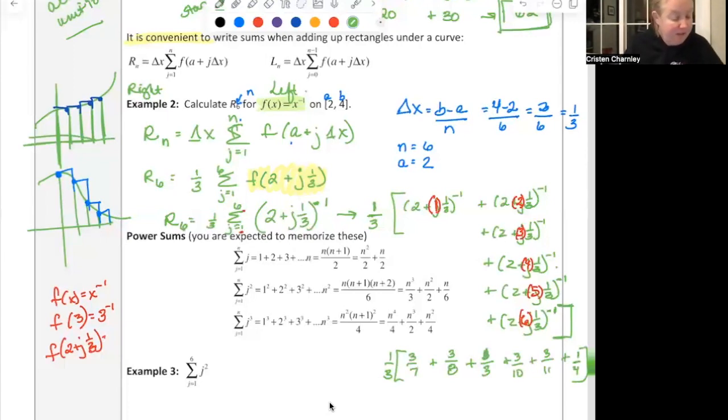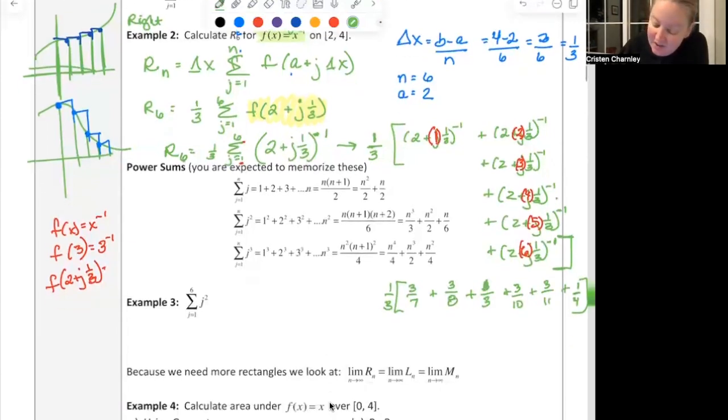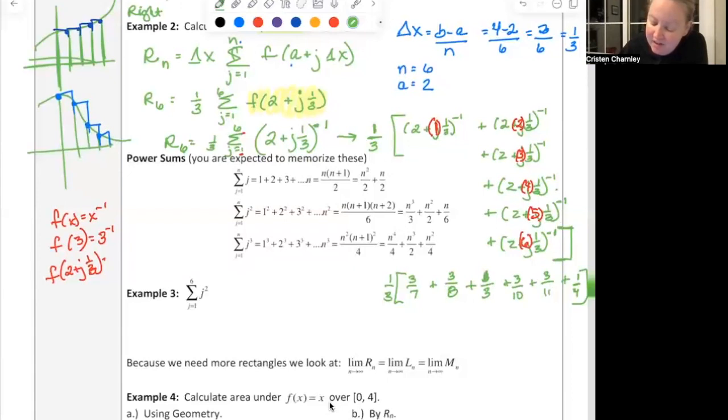Everything gets multiplied through. I don't have a calculator in front of me, so I'm going to reference the book. Guess what? This one's not in the book. So after all that, if I take 1/3 and distribute it all the way through, you're going to wind up with this quantity, 1/7 plus 1/8 plus 1/9 plus 1/10 plus 1/11 plus 1/12. So if you added all those up, that would be the answer to example 2.